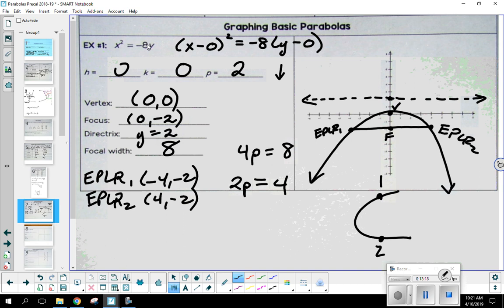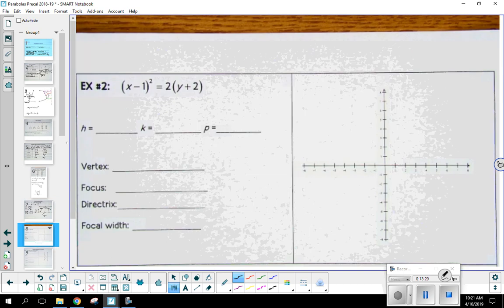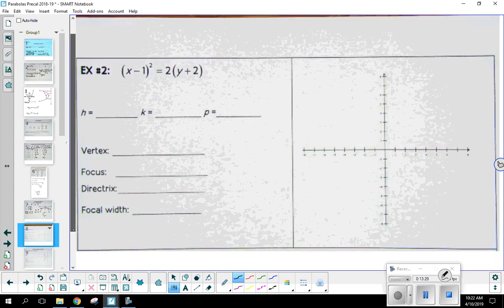Nothing to it? Okay. Well, let's try this one. So while you guys try this one, we're going to do the same thing. Okay. Find all the information. Let's go ahead and find the 2 EPLRs and sketch a graph of it.